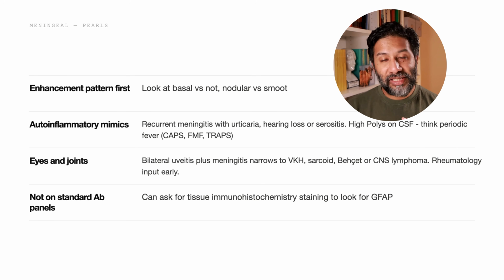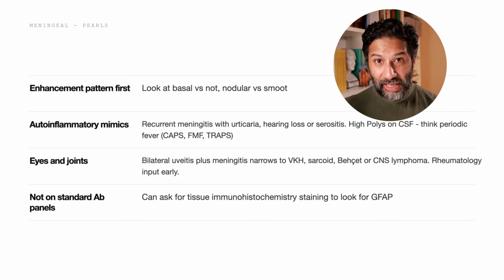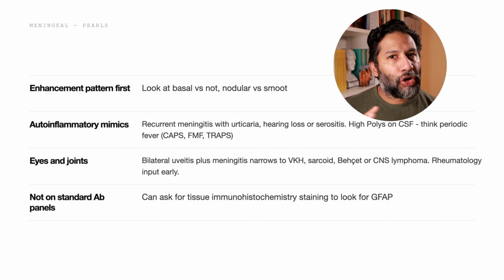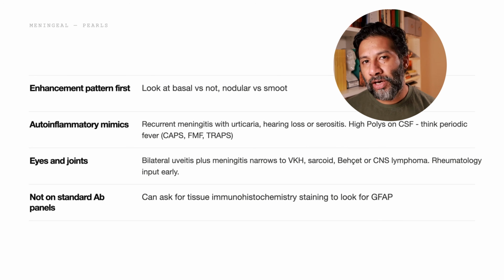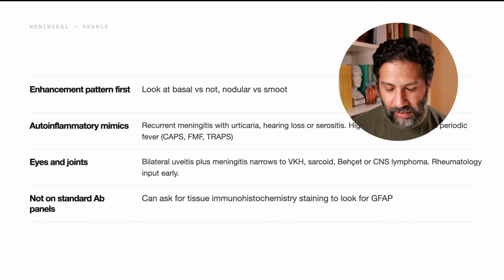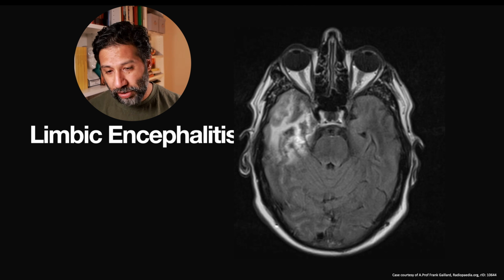So the classic things we think about are urticaria, hearing loss, joint pain as well. And look at your eyes and your joints, and that's to look for things like Voigt-Koyanagi-Harada disease, Behçet's, even CNS lymphoma that can mimic in these presentations. And the vast majority are not on your standard immune panel, so you have to be thinking outside of the box, specifically when you see meningoencephalitis. This is the classic GFAP pattern we talked about, but we can see that in other causes as well.